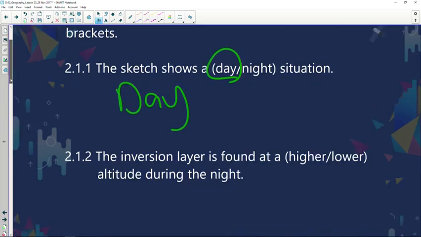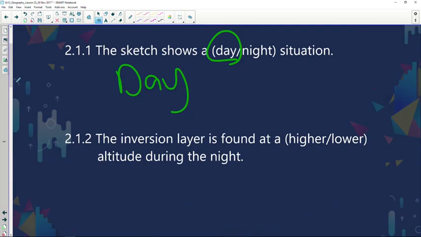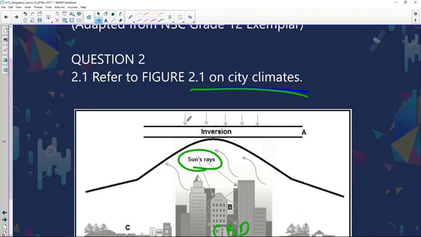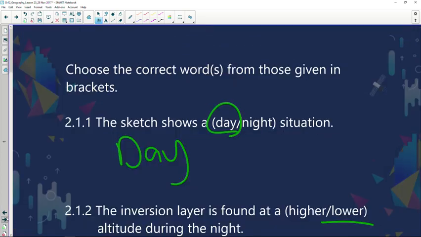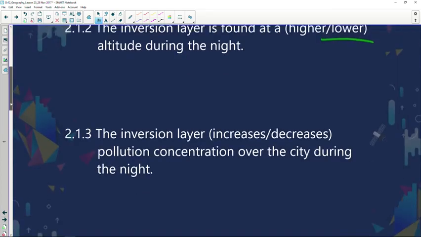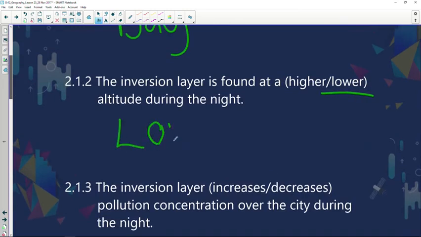Okay, our next question. The inversion layer is found at a higher or lower altitude during the night. Now what happens during the night? It will definitely be a lower altitude, because there is going to be a stronger subsidence because of cooling temperatures. The inversion will be lower. If you look back at the temperatures over there, there will be a stronger subsidence during nighttime because of cooler temperature. So that means the inversion layer will be lower. Just want to write there: lower.